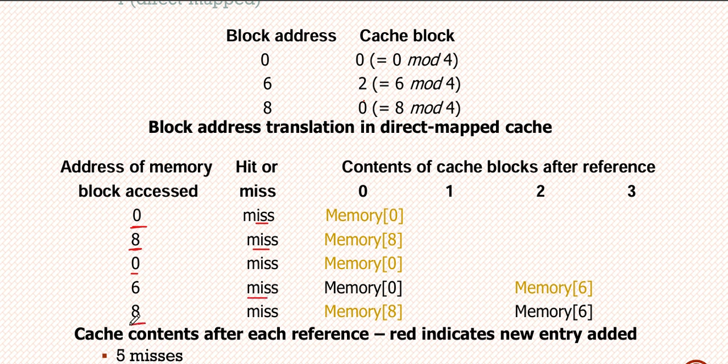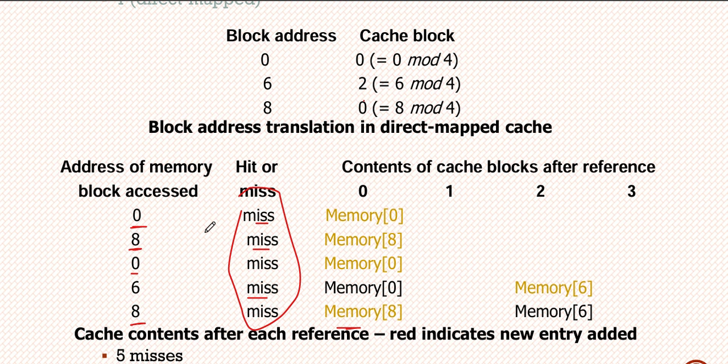Then we try to access 8 again. 8, 0 is what is at the place, right? So we have to rewrite it with 8. You understand? So when you see memory bracket 0, it means that originally 0 was there. When you see memory bracket 8, it means that originally 8 was there. You understand? So you realize that at the end of the day, all these misses, 5 misses.